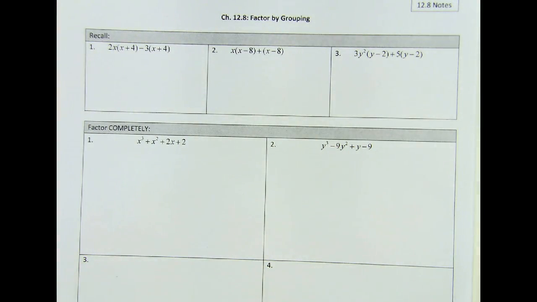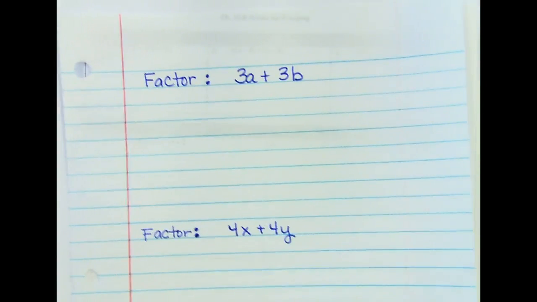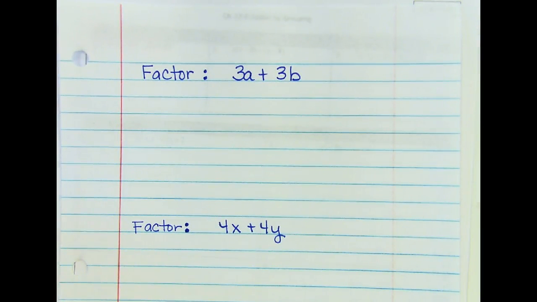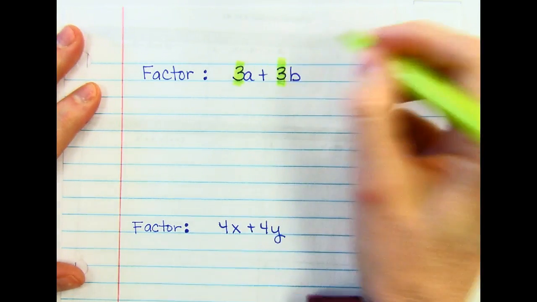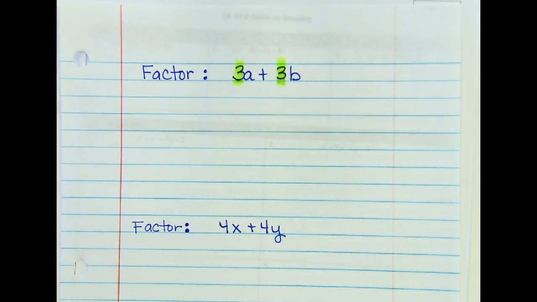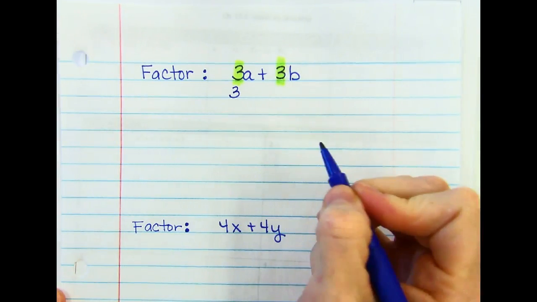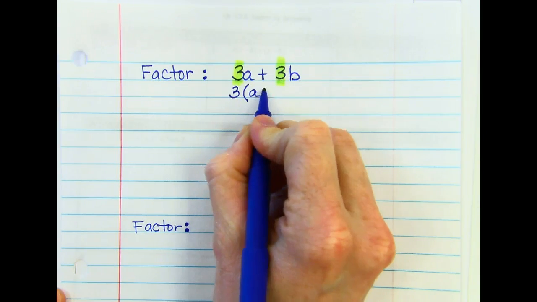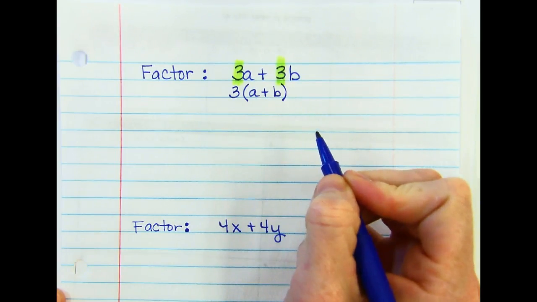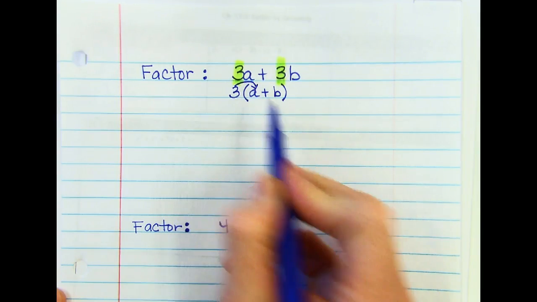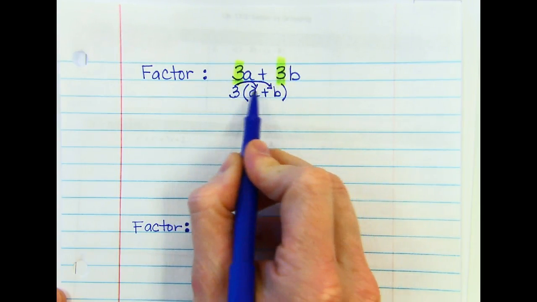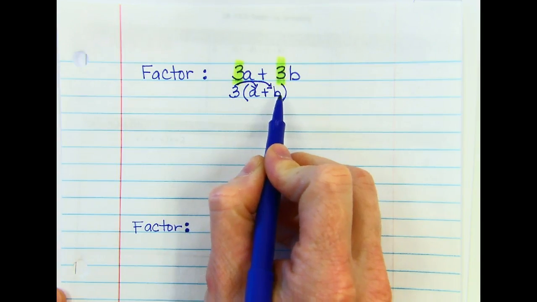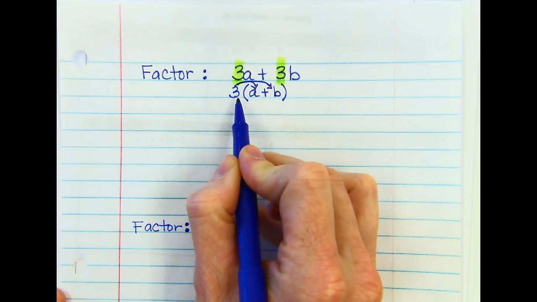So, before we actually look at factor by grouping, I would like for you to look at these 2 problems. It says to factor. Well, as you can see, you're going to clearly take out the greatest common factor. So, you can see that this has a 3 in common in both pieces. So you actually factor out the 3, and then it is a times b inside of parentheses. So if I distribute back, I get 3a, and if I distribute back, I get 3b. So you're probably thinking, well, I already know how to do that. That is an easy example.